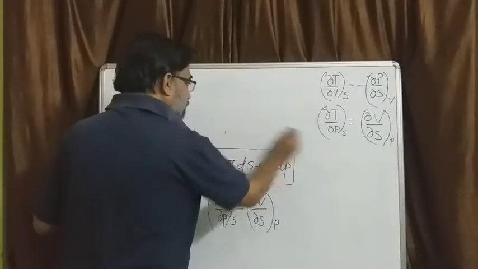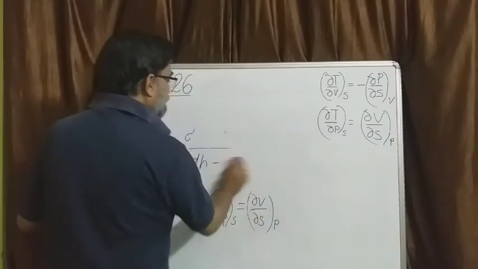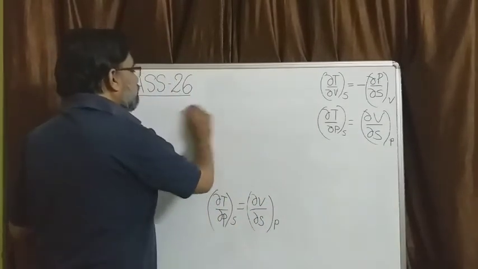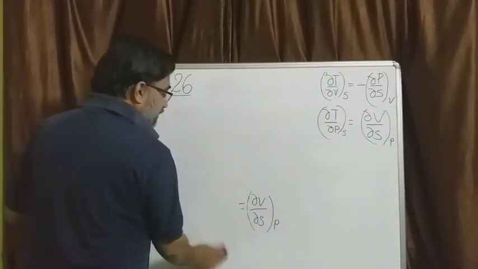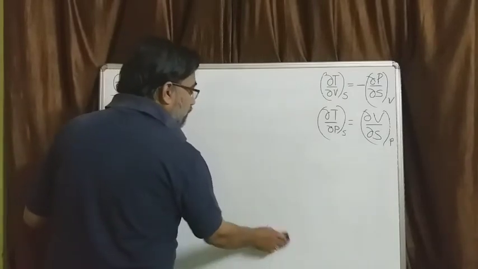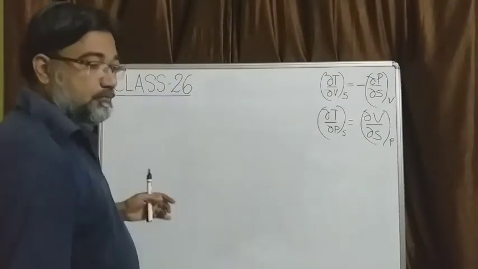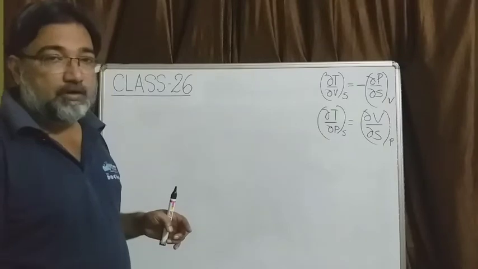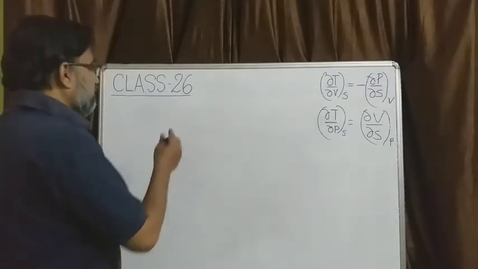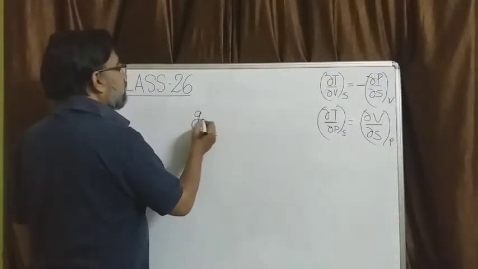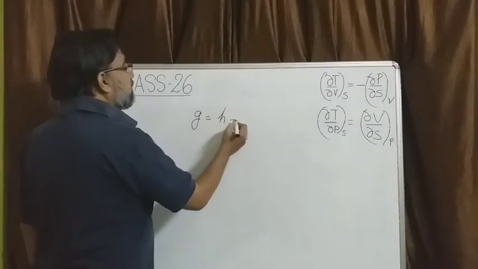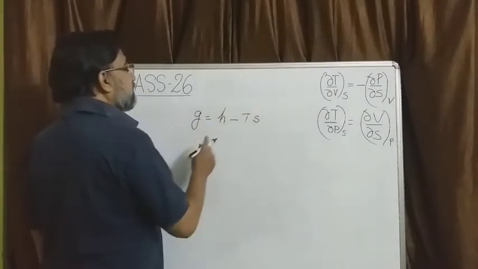Similarly, two more similar expressions will be derived. What are they? One of them comes from the Gibbs function, the other one will come from the Helmholtz function. Now the Gibbs function, G is equal to H minus Ts.